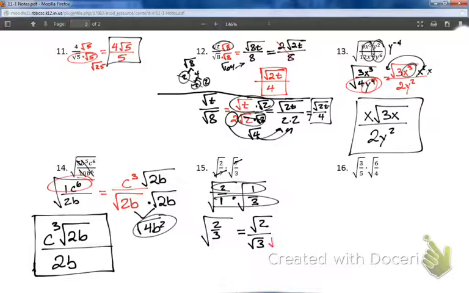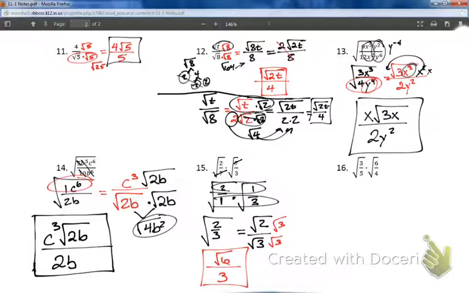Simplifying this then, I'm going to multiply top and bottom by the square root of 3. My new numerator is the square root of 6, which I know does not reduce because it's just 2 and 3, and my new denominator is 3. Once again, do not cancel those because those are not both radicals or both whole numbers.